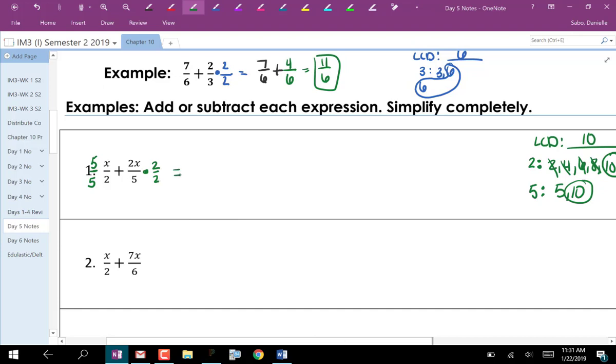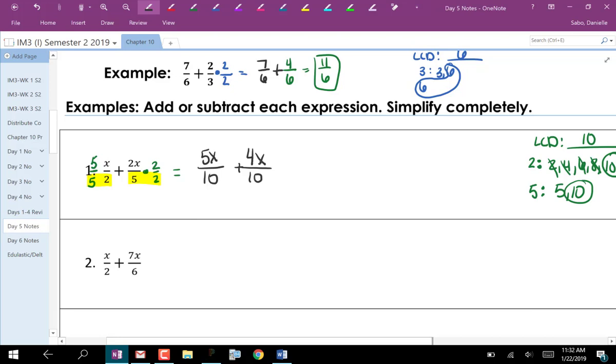Now let's do it. So we know for a fact, if you look at the bottoms, 5 times 2 is going to get me 10. So both of them are going to be over 10. I know that for a fact. Now let's do the top parts. 5 times x gets me 5x. 2x times 2 gets me 4x. Are we okay here?